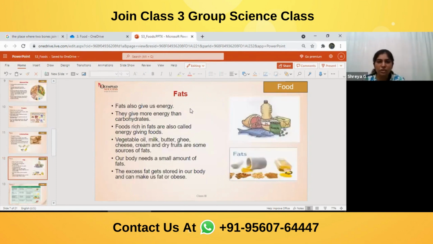Fats. Fats also give us energy. They give more energy than carbohydrates. See, it is giving more energy, but we can't take in more of fats, isn't it? Foods rich in fats are called energy-giving foods. Vegetable oil, milk, butter, ghee, cream, all these contain the other sources of fats. Our body needs small amount of fats.